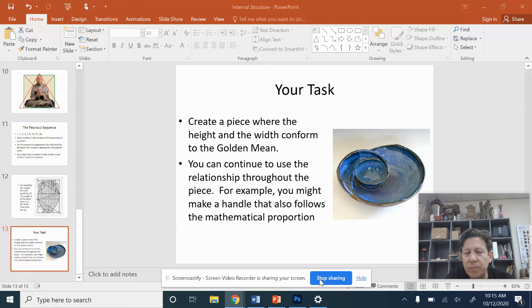golden mean piece. So I'm going to stop sharing at this point, and we'll hand out some materials, and you can get started.